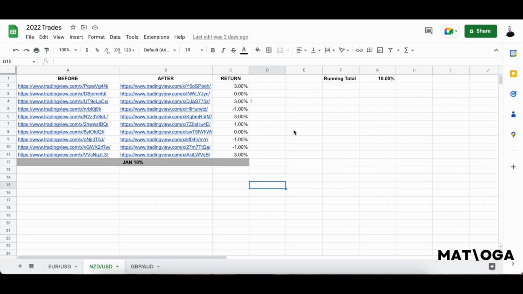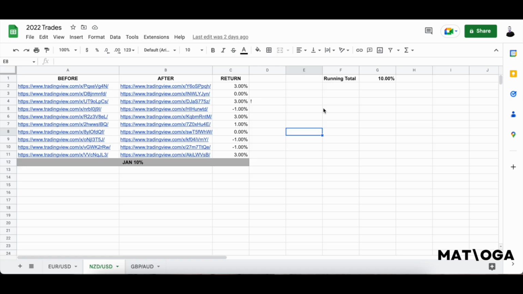Alright, welcome back to another refining entries episode, and in this one we will take a look at the different currency pair NZD USD, and we will take a look at January of 2022. So as you can see, NZD USD generated 10% throughout the whole January.